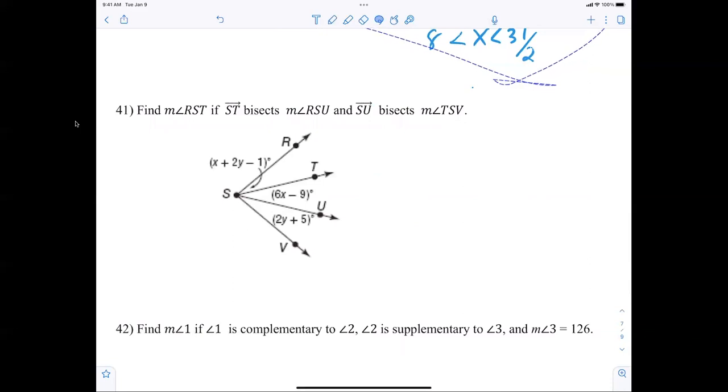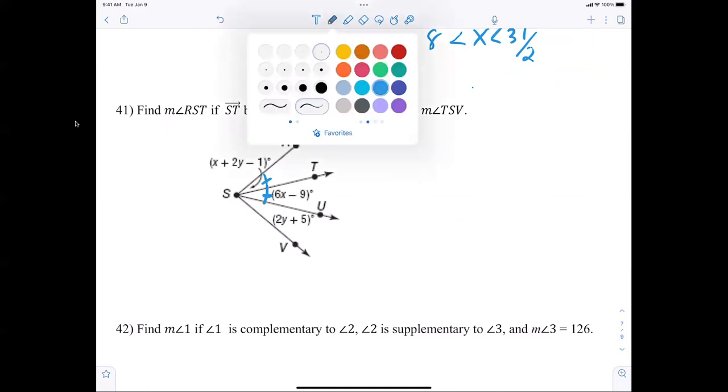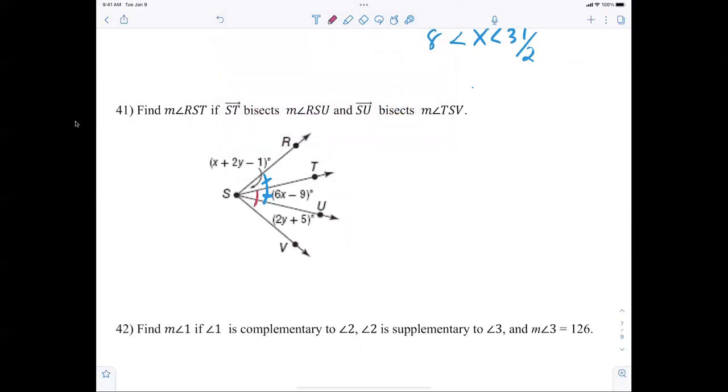Okay, now what I like to do is I like to mark these as I'm going. ST bisects RSU. So what that means is that this angle here is the same as this angle right here. Everybody agreeing with that? And that SU bisects TSV. Well, if that's true, what's true about all 3 of those angles? Yeah, they're all equal. These angles are equal. Therefore, all 3 angles are equal. Does that make sense?